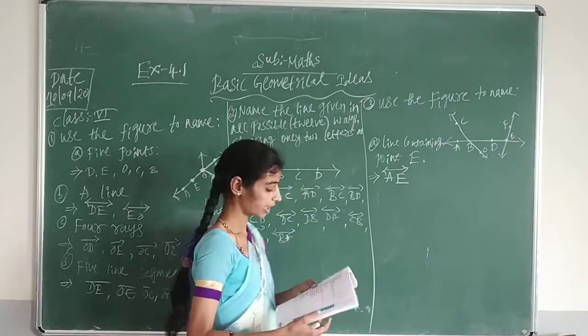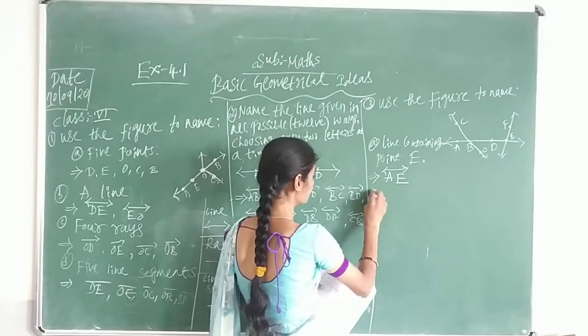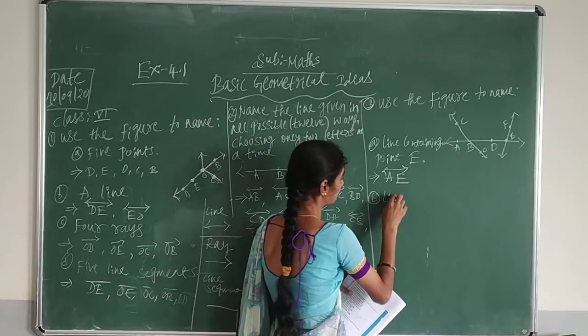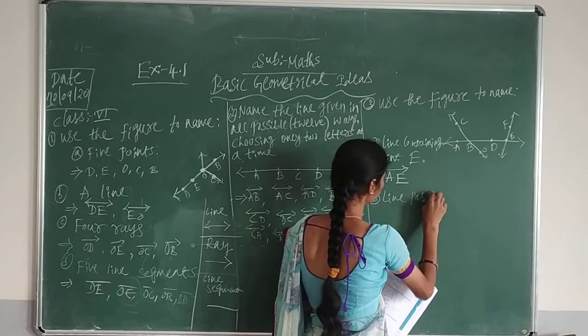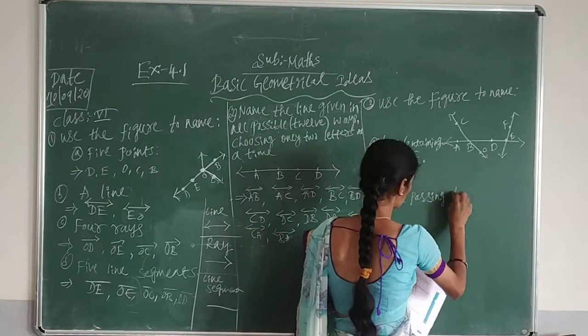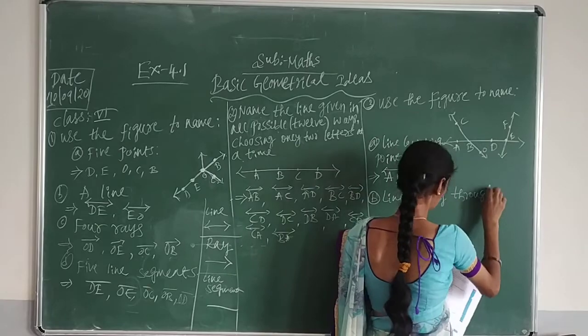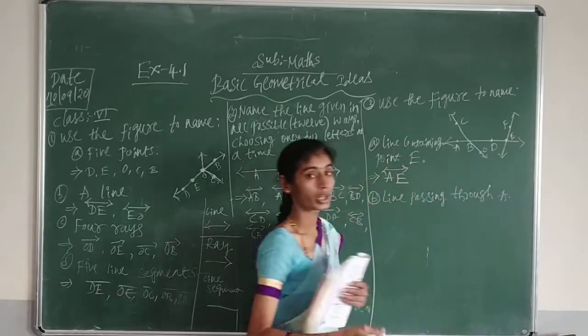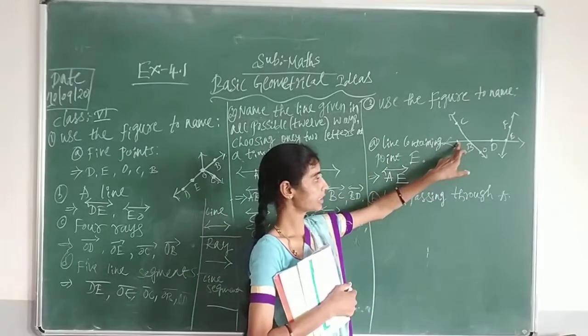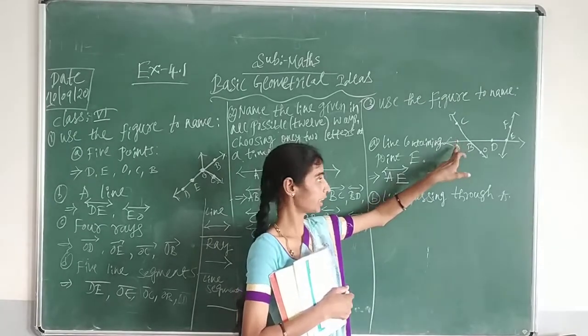Again in question B, line passing through A. So line passing through A. So now all you can see here, A is one point.